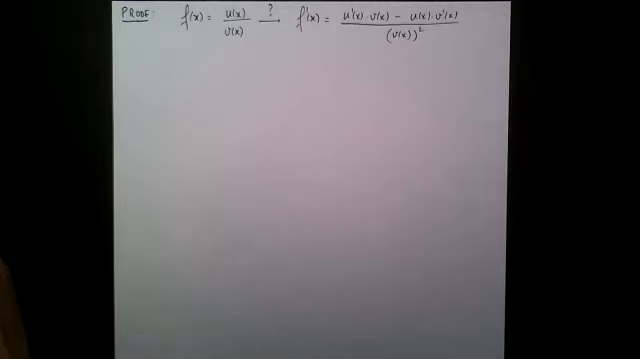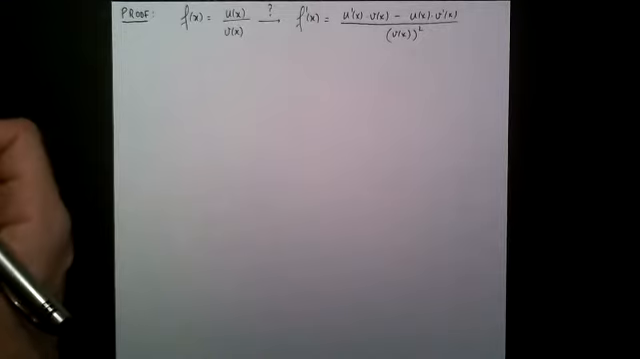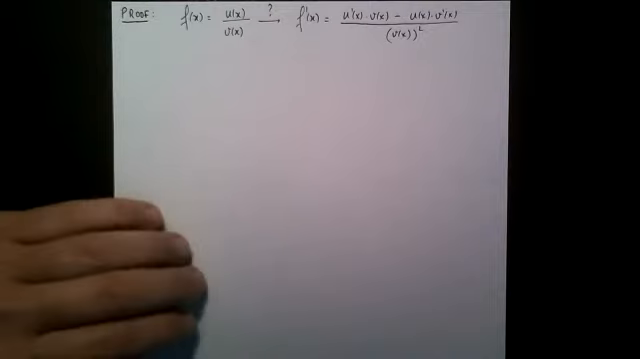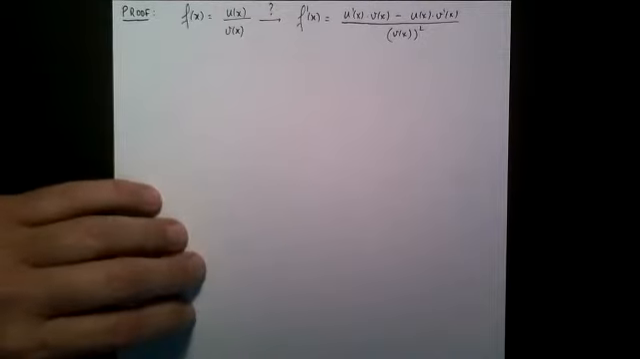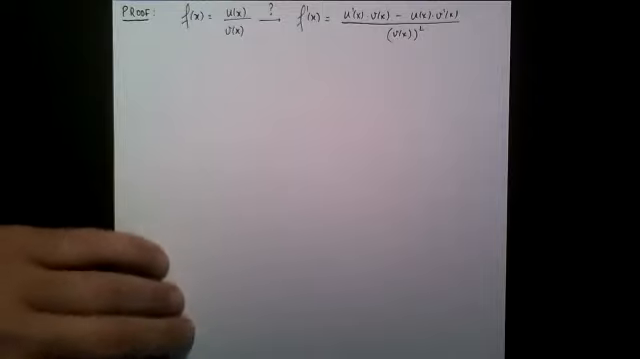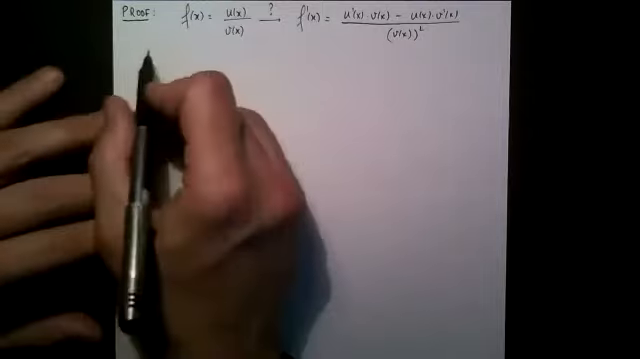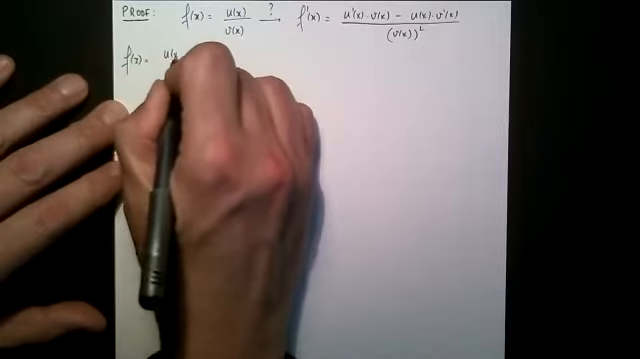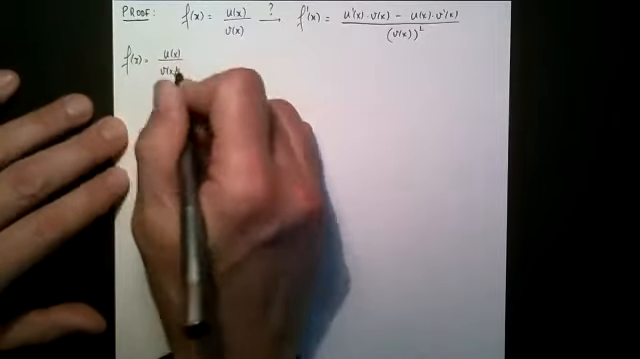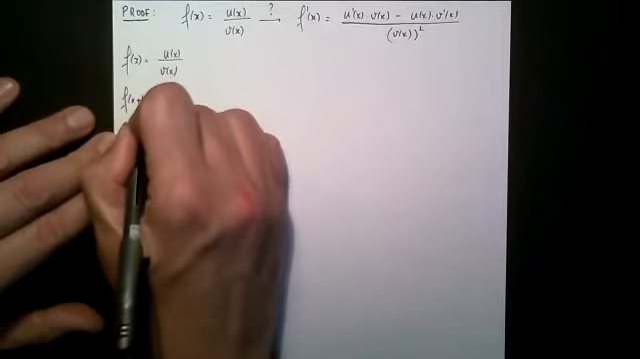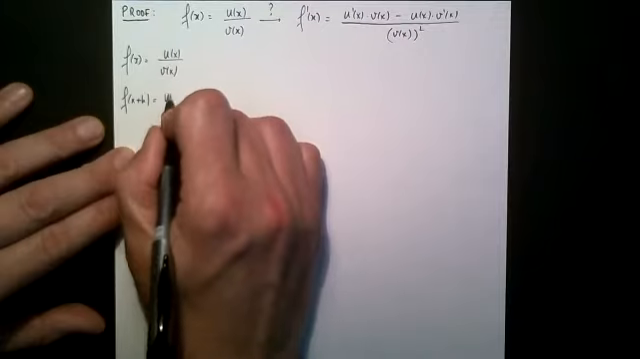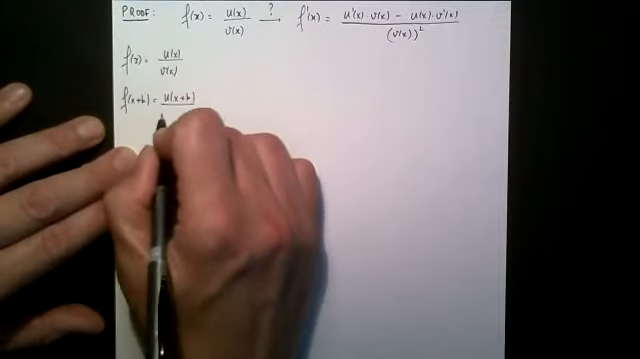Could somebody tell me how we would start this based on what we did with the product rule? How would you start it? You put in x plus h. You do f of x plus h. Okay, very good. First, I'm going to write down f of x is u of x over v of x. Good. And so f of x plus h is what? It would be u of x plus h over v of x plus h. Very nice.